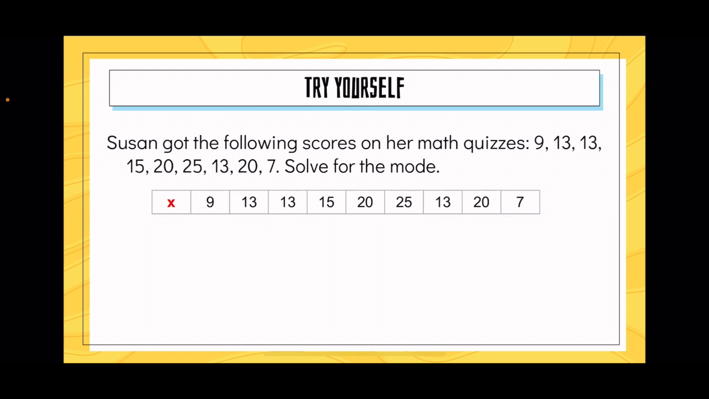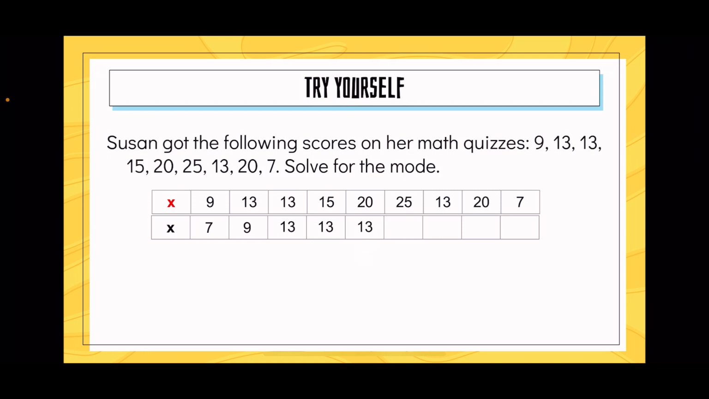So we have here the scores of Susan on her math quizzes: 9, 13, 13, 15, 20, 25, 13, 20, and 7. As I said earlier, we need to arrange this in order for us to see clearly which appears the most. So arrange this. It will become 7, then 9, then 13, another 13, and another 13.